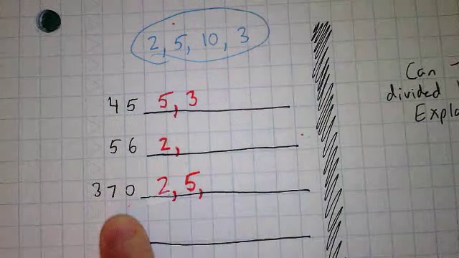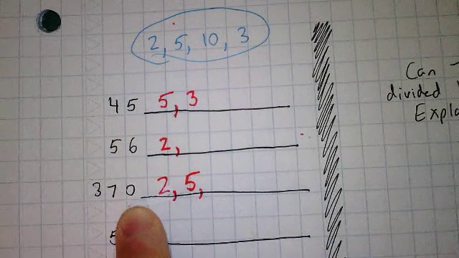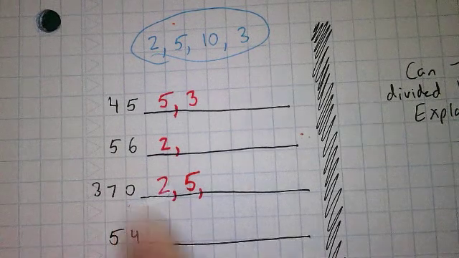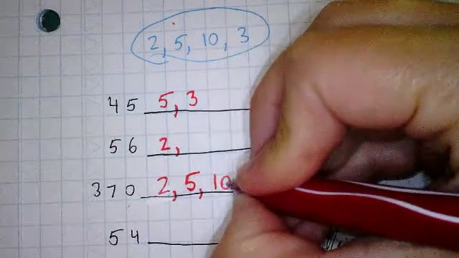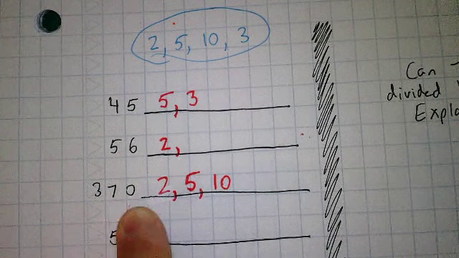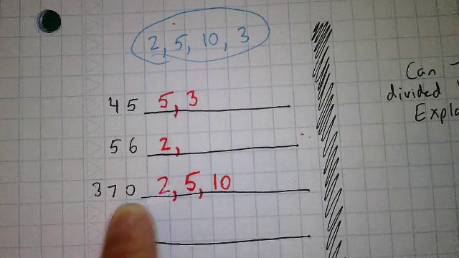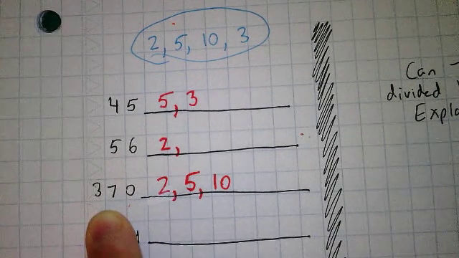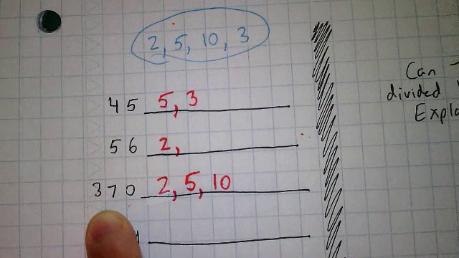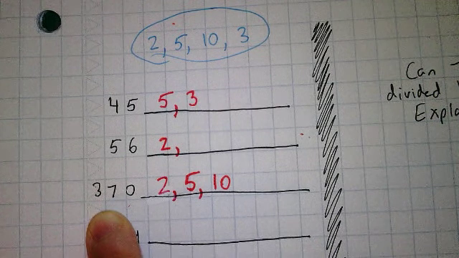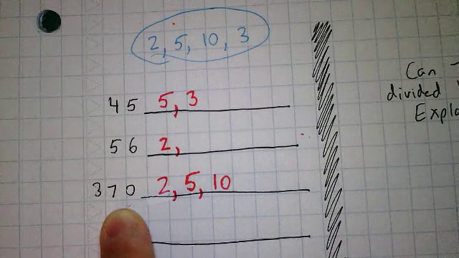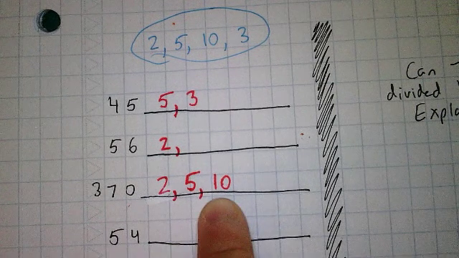Next, a number is divisible by 10 if its ones digit is 0. Is 370's ones digit 0? So can it be divided by 10? Yes. And the last one I have to check is for the 3's. I'm going to add these numbers up. Now this one's 0, so really I just need to add 3 and 7, right? What is 3 plus 7? 10. And can 3 fit into 10 evenly? No. So is 370 divisible by 3? No. So these are my answers right here.